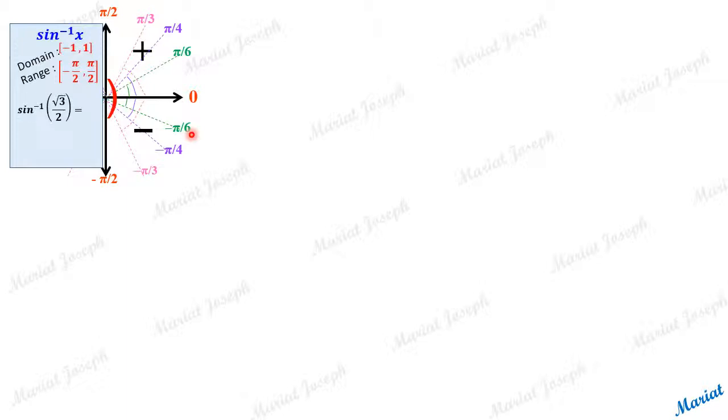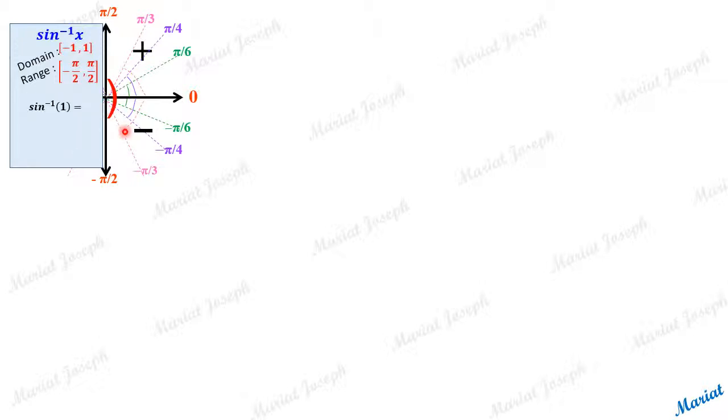Likewise, sine inverse of root 3 by 2 is this angle pi by 3. Sine inverse of minus root 3 by 2 is minus pi by 3. Then, sine inverse of 1 by root 2 is pi by 4. Sine inverse of minus 1 by root 2 is minus pi by 4. No other angle can be the result. No other quadrant angles or coterminal angles will ever be the results of an inverse function. We have already restricted the domain.